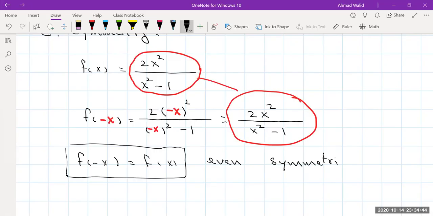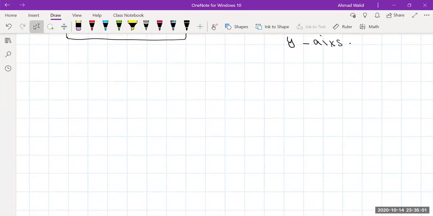It's symmetric about the y axis. Correct? I'm done with step C. Step D. In step D, we are looking for the asymptotes. First, vertical asymptote.